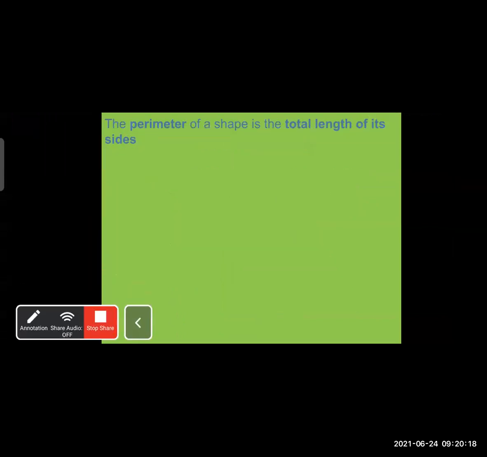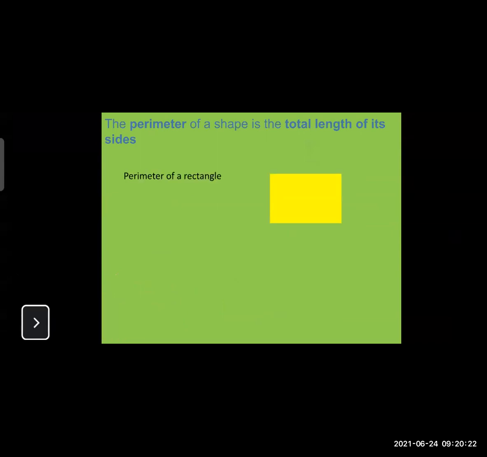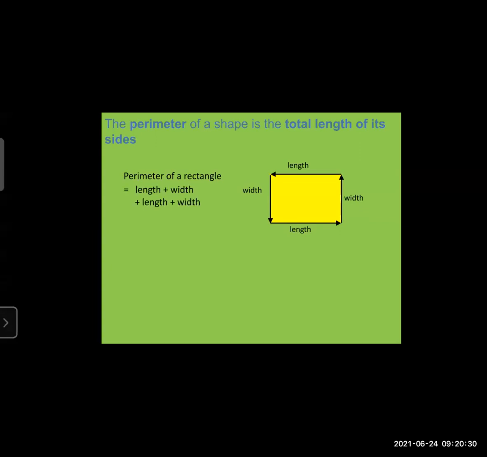The perimeter of a shape is the total length of its sides. See, perimeter of a rectangle: here we draw one rectangle, with its length, its width, again length and width. So perimeter is equal to 2 length plus 2 width.